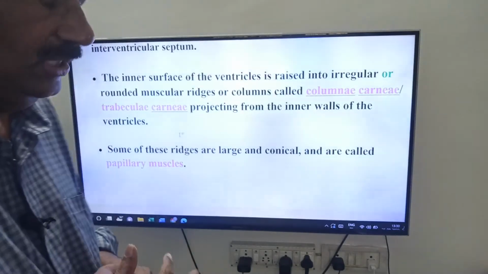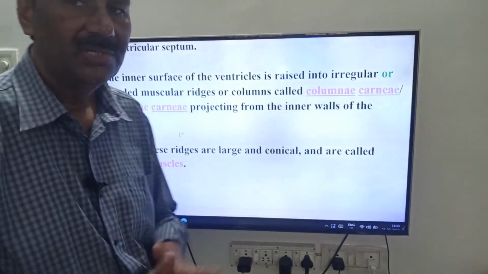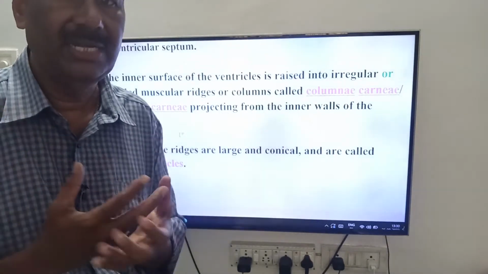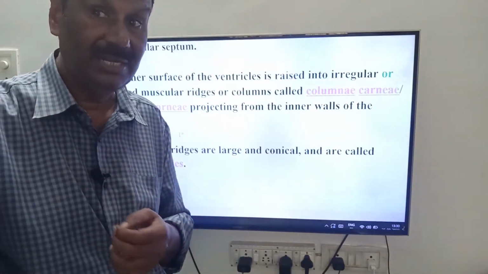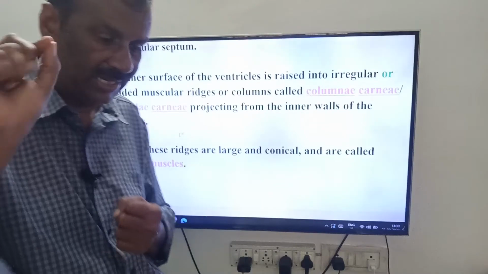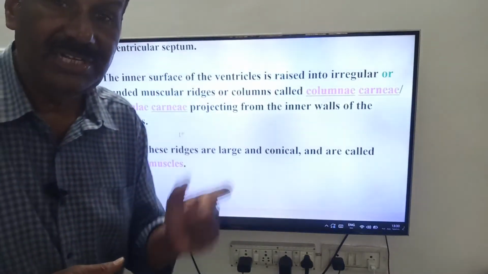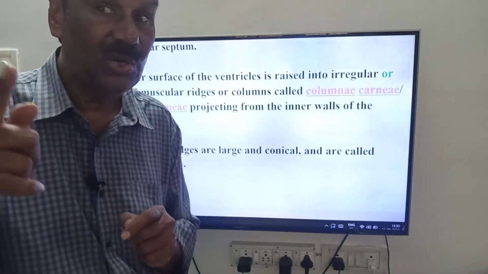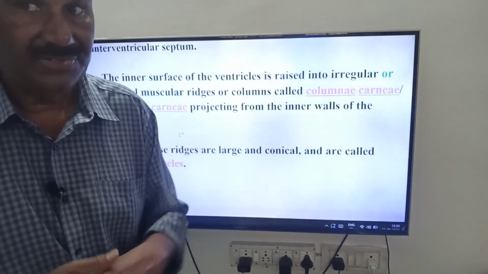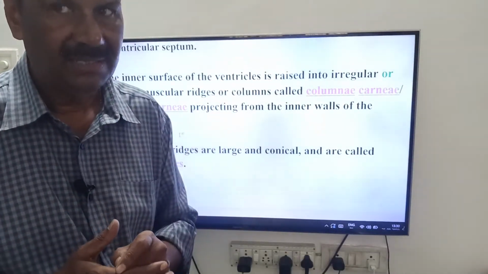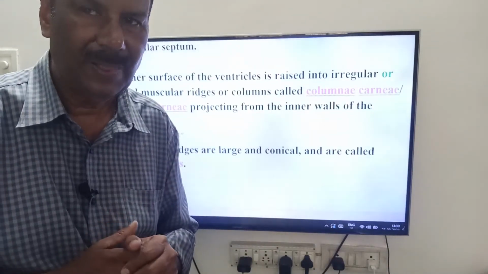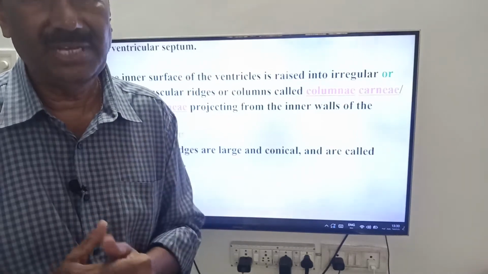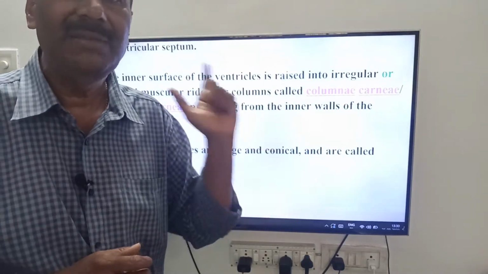Okay friends, now here the second important point. The inner walls of the ventricle have columnae corneae or trabeculae corneae. Some of the columnae corneae, or some of these ridges, are large and conical. Friends, some of the trabeculae corneae are large and conical. They have a specific name, friends. What is that? They are papillary muscles.